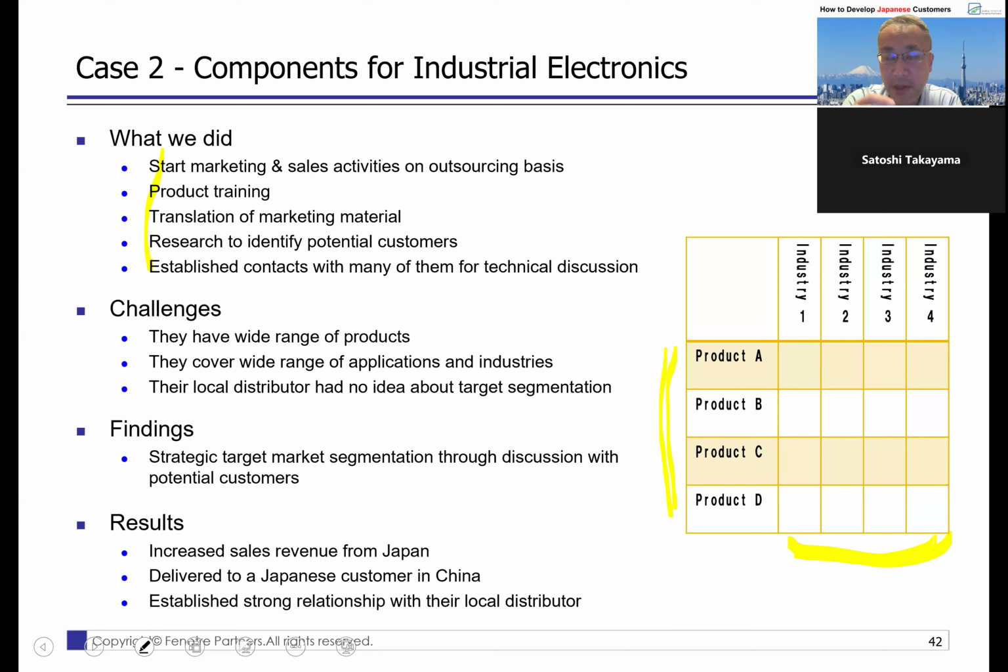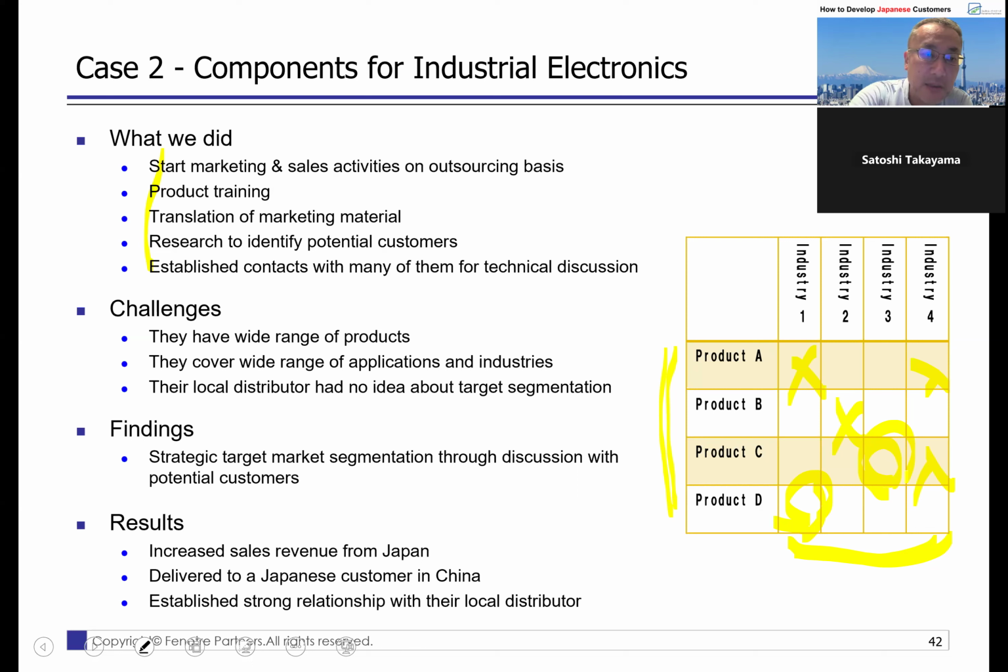Usually, in such a case, a distributor hesitates to spend their time finding a market segment where they can compete. That's why our staff did it. Our staff visited many companies in different industries and different applications. And finally, we found target segments, and the distributor found opportunities in some particular segments, and they focused on such segments. And finally, the sales started boosting, and they increased sales revenue from Japan.